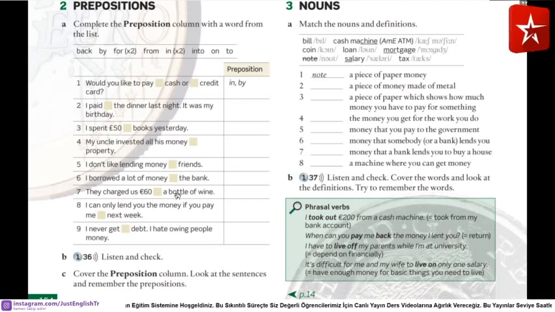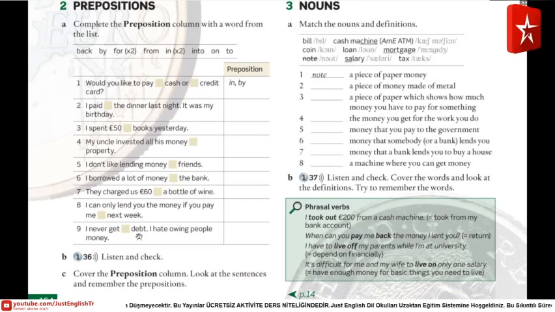Okay. And next one, number 8. I can only lend you the money if you pay me what? Which one should we use? I can only lend you the money if you pay me. We're waiting for your answers, dear students. Back. Yes, back is the correct answer. I can only lend you the money if you pay me back next week. Great.